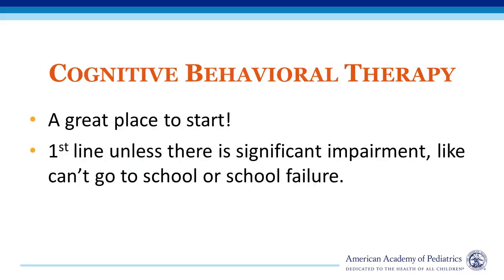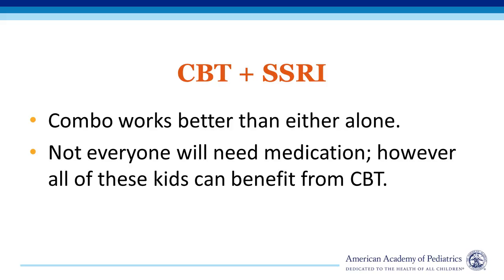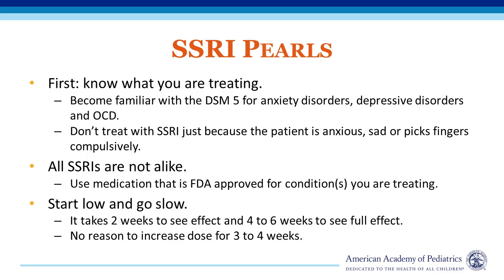Cognitive behavioral therapy could often be considered for first line unless there's significant impairment. But you can't go wrong with recommending cognitive behavioral therapy. But both cognitive behavioral therapy and an FDA approved SSRI for the diagnosis you've given the child, first you have to make the diagnosis so that you know which SSRI to use, because they're not all FDA approved for the same indications. And remember, not everyone will need a medication, but all of them can benefit from CBT.